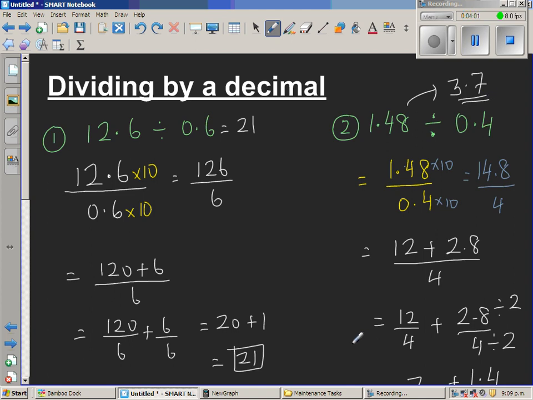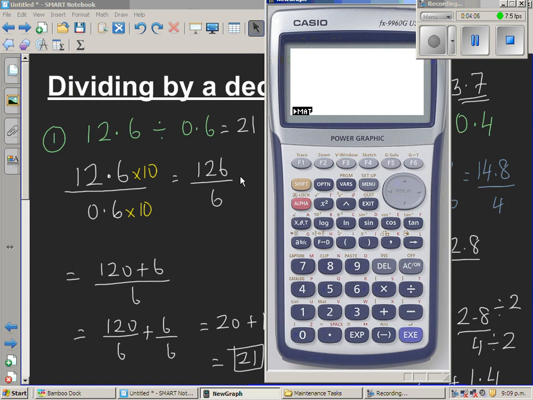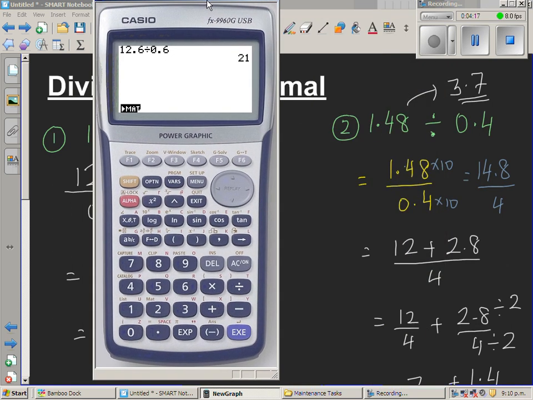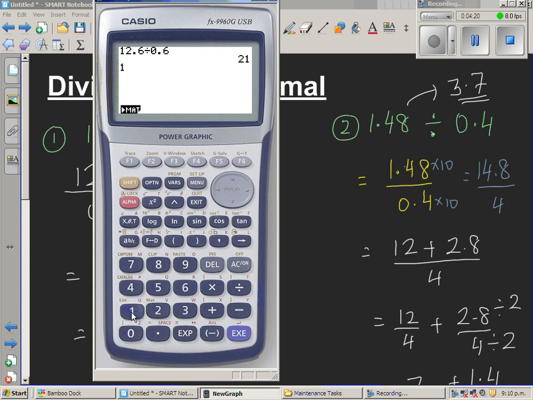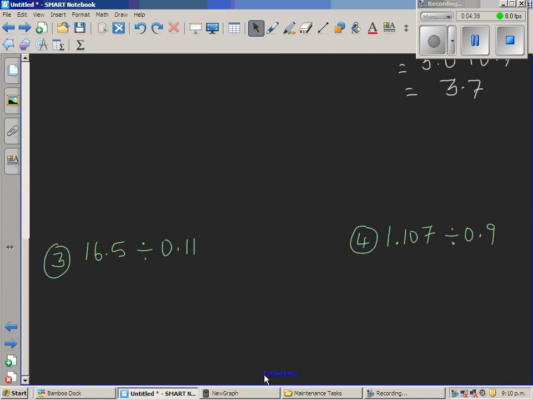Okay, let's check this on the calculator. The first question is 12.6 divided by 0.6, which is 21. So the answer is right. The second question is 1.48 divided by 0.4, which is 3.7. We have checked both the questions. Let us look at two more questions.